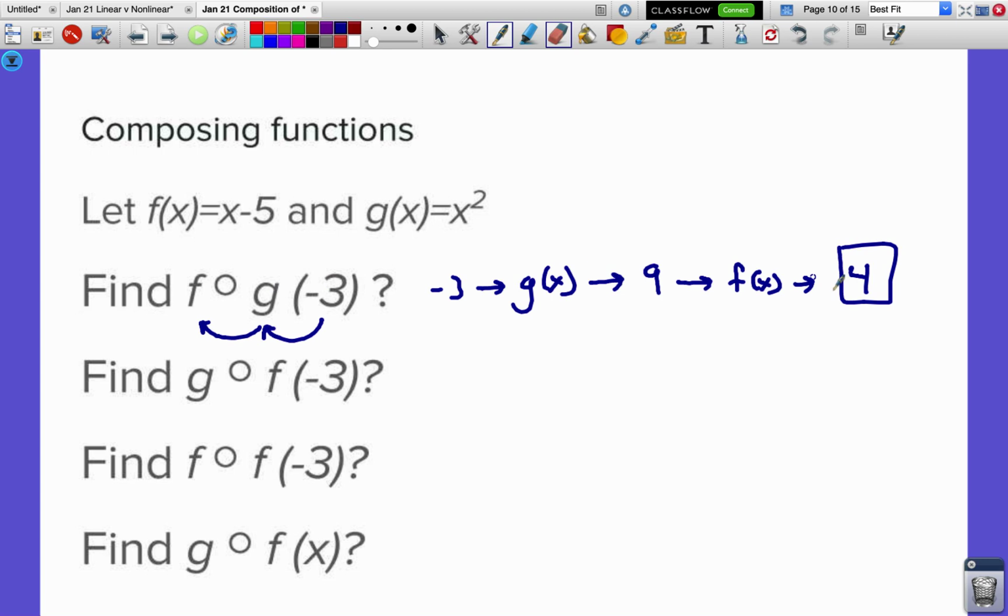f of g of -3 equals 4. All right, g of f of -3. Same input, but we're going to run it in the opposite order. Maybe we'll get the same answer, maybe we won't.